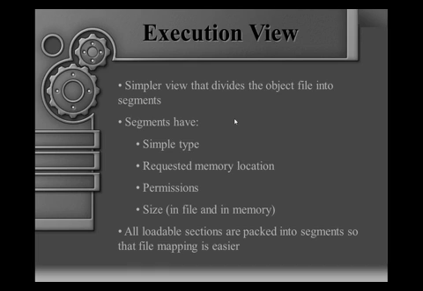These are the important sections available in the linking view: .interp, .text, .data, .bss, .init, .fini, .plt, .rel, .dynamic. Then we also discussed the execution view, which divides the object file into segments. So the linking view divides the file into sections, and the execution view divides the file into segments. Then we also discussed that a segment contains a type.